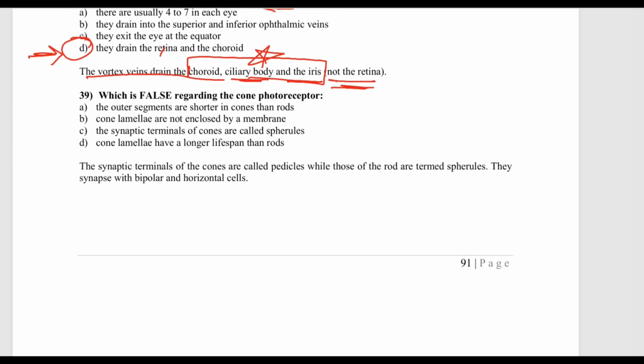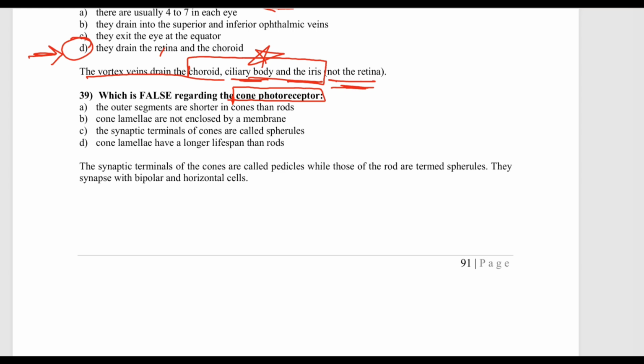Which statement is false regarding the cone photoreceptors? The options are: the outer segments are shorter in the cones than the rods; the cone lamellae are not enclosed by a membrane; the synaptic terminals of the cones are called spherules; cone lamellae have a longer lifespan than the rods.